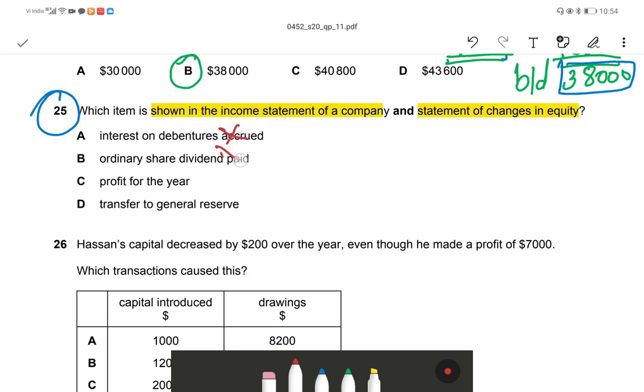Ordinary share, only income statement. Profit for the year. Yes, profit for the year. First we calculate in the income statement. Then we enter in the statement of changes in equity in the retained earnings column. So option C is the correct answer. Option D, transfer to general reserve, also goes to the statement of changes in equity. So the perfect option is option C.